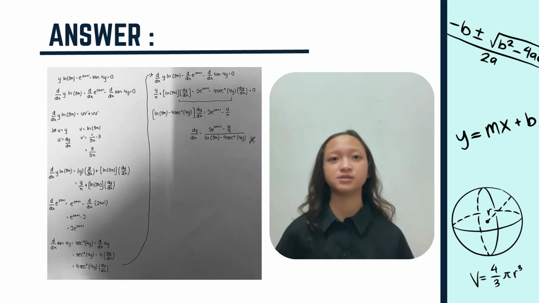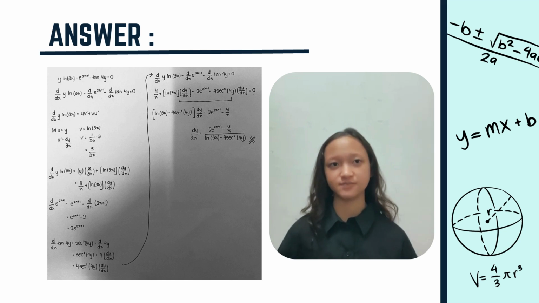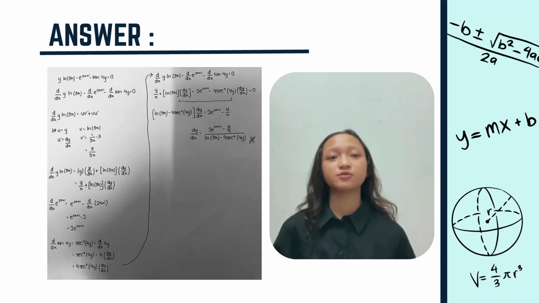So the answer for d over dx of y ln in the bracket of 3x equals, substituting back, u is y times v prime which is 3 over 3x, plus v which is ln in the bracket of 3x times u prime which is dy over dx. Then we simplify it and it becomes y over x plus ln in the bracket of 3x times dy over dx.